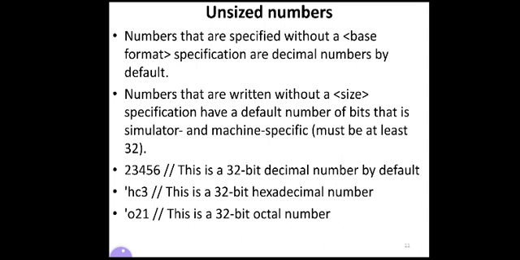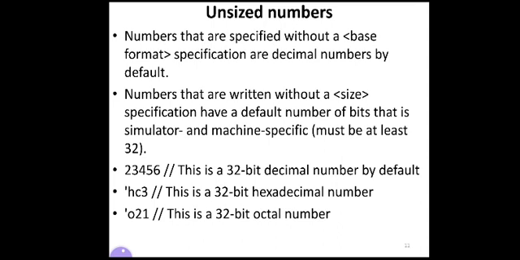Now we have seen a number specification, sized numbers. Now we will see the unsized numbers. What is the difference between the sized number and unsized number? Numbers that are specified without a base format are decimal numbers by default. We are not going to provide any size here, so that's why it is called unsized numbers. If you write a number directly, by default it is a decimal number. You can provide a base format if you want to write other than the decimal number.